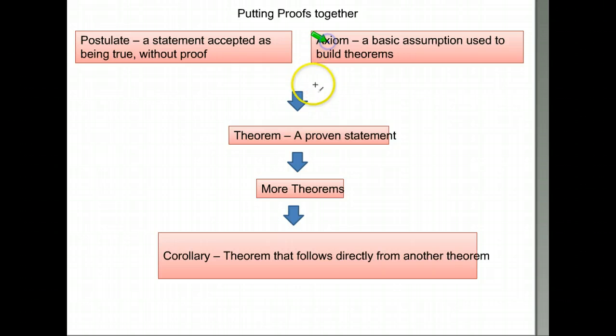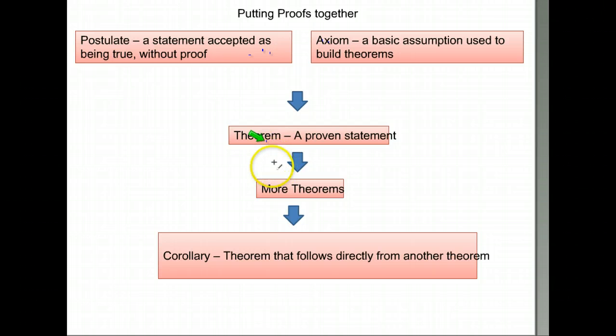Another thing, that same example is an axiom. An axiom is a basic assumption. These are things that are so, not that they're simple, but they're obvious. We don't have to prove them. That's just the way they are. We can put some of these things together to make a theorem. A theorem is something that has been proven using postulates and axioms.